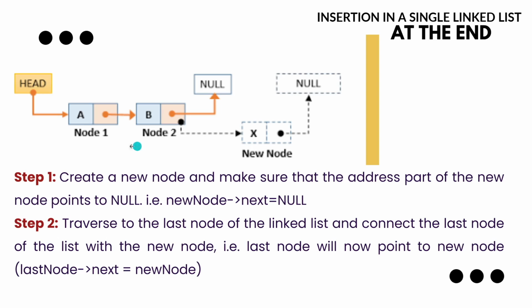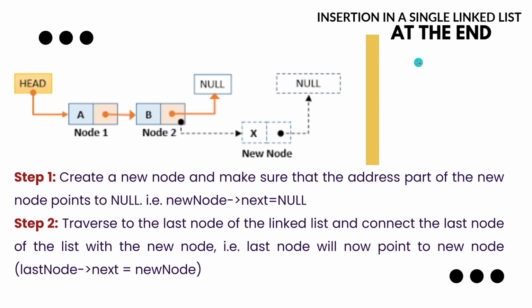The second thing is how to do insertion in a single linked list at the end position. You know, a single linked list is one which has a collection of nodes, and there will be one pointer named head which points to the first node in the list, and ultimately the node whose address part contains null is going to be the last node in that list, and it marks the end of the linked list.